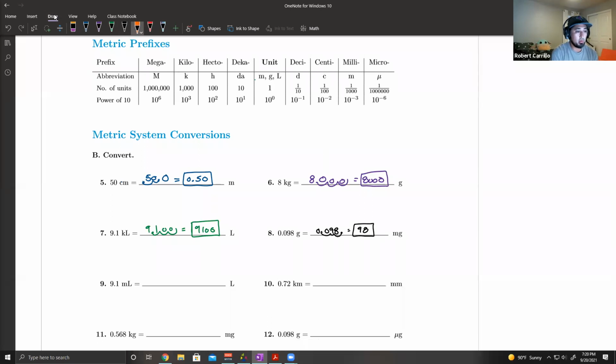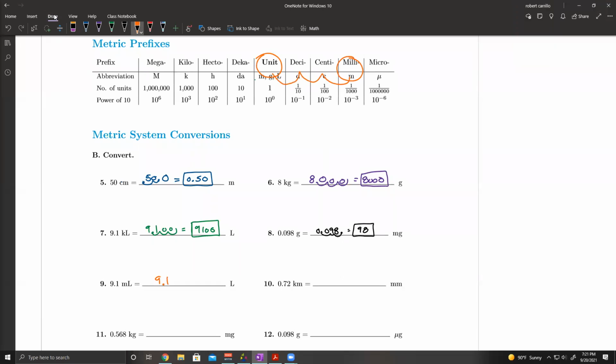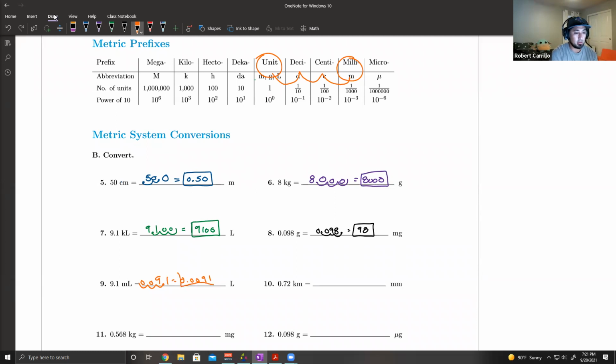All right. And do it again. 9.1 milliliters to liters this time. So 9.1 milliliters to liters. There we go. So I have 9.1. And now how many decimal places am I going to move that? 3 to the left. So 1, 2, 3. So 0, 0, and we get 0.0091 liters. That's it. Okay, keep it going.